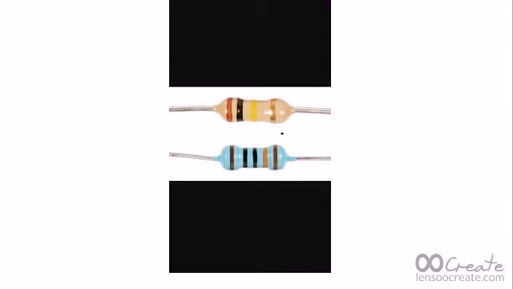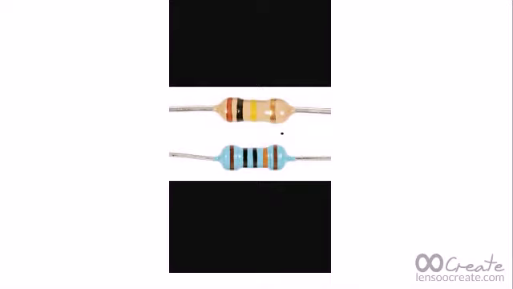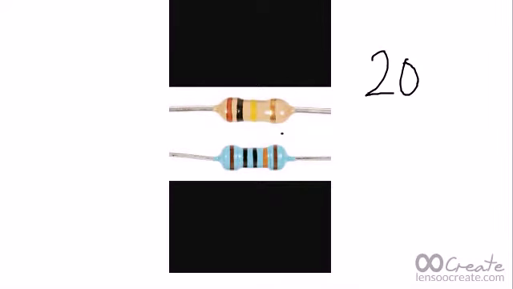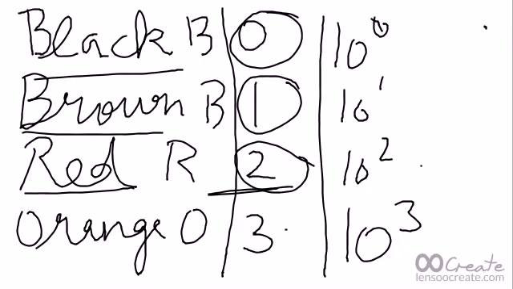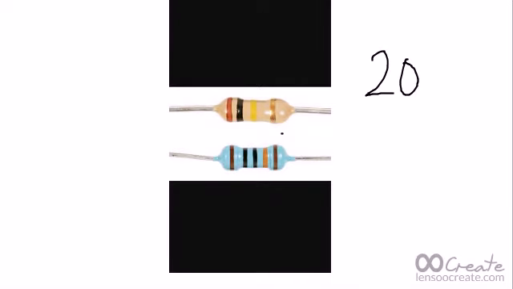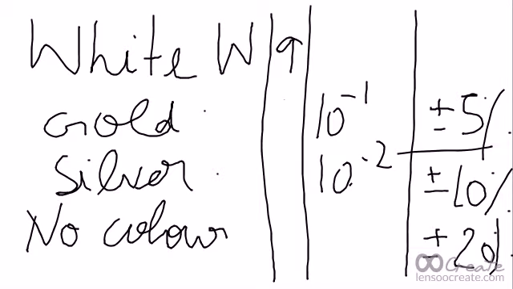So in this one, the first band is red color, right? Red is 2, so we will write 2. Second band is black color. Black is 0, so we will write 0. Third band is yellow. Yellow is 4. Third is the multiplier, so we will write 10 raised to power 4 ohm. And tolerance golden is plus minus 5%.